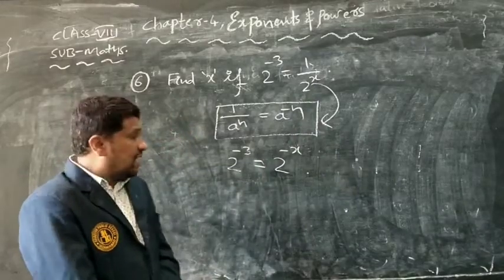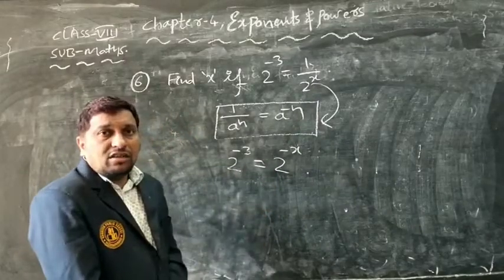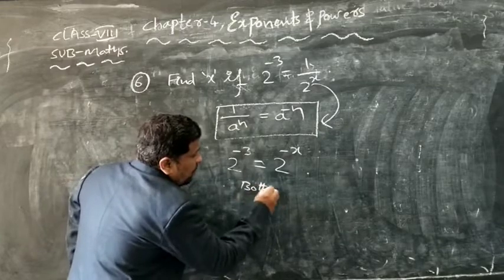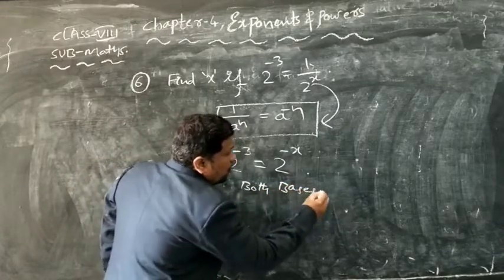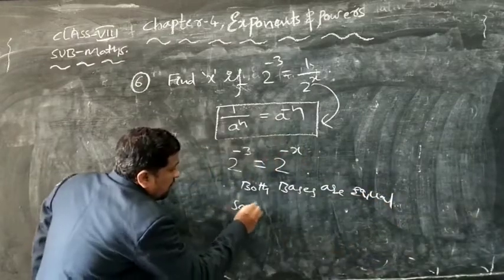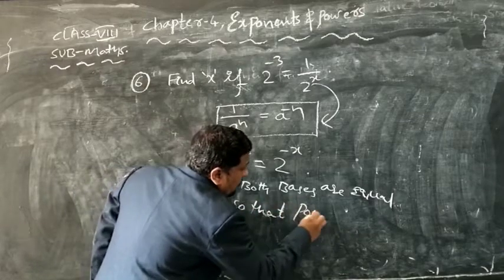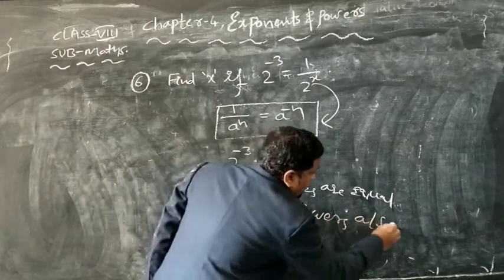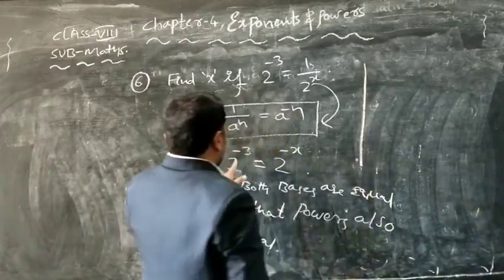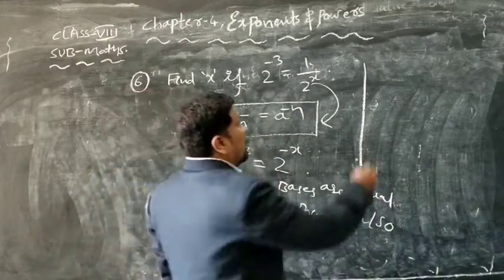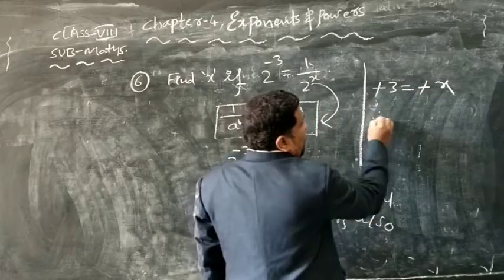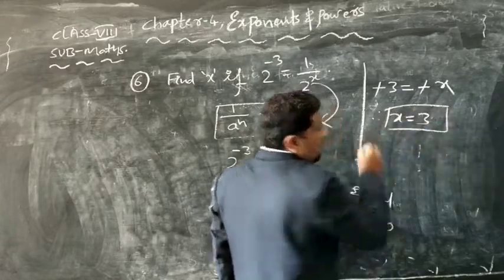In this situation, both bases are equal, so the powers are also equal. Therefore, minus 3 is equal to minus x. Minus will cancel. Therefore, what is the x value? x is equal to 3.